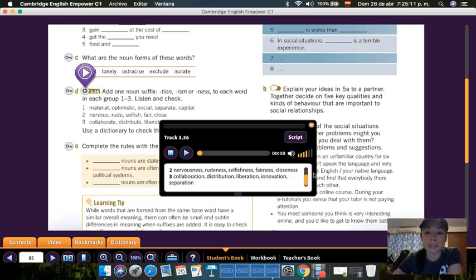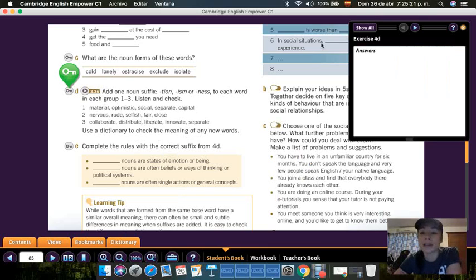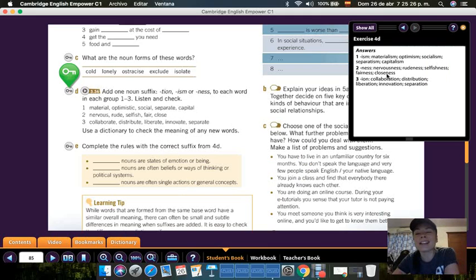Okay, now that you listened, write those answers correctly. Now, use a dictionary to check the meaning of any new words. If you don't know any of them, look for them. I'm going to show you the answers on how you had to write them. Now, it's all about just adding a suffix at the end of the word, but still there are some rules.